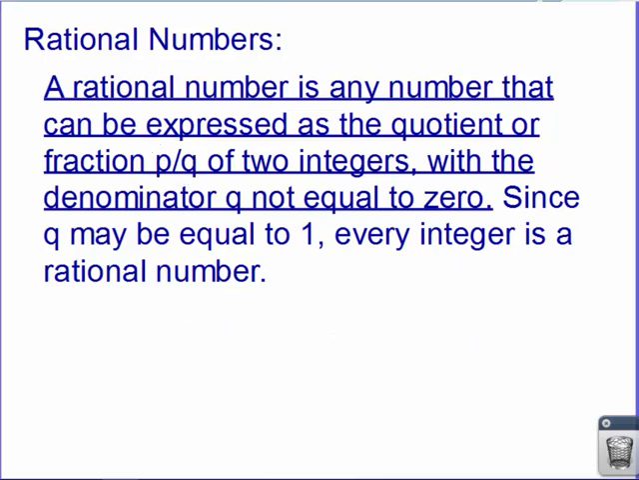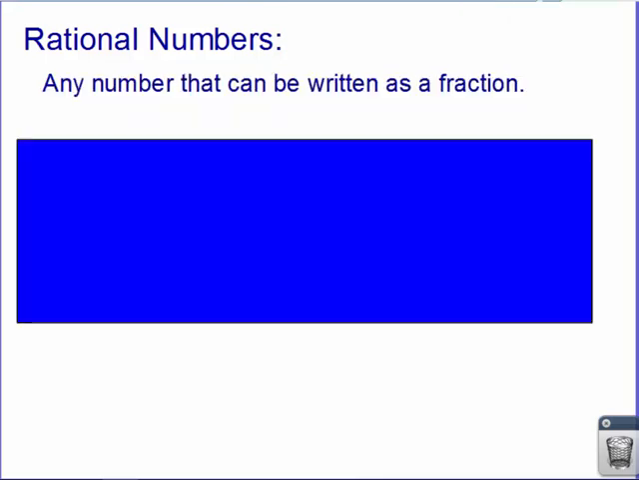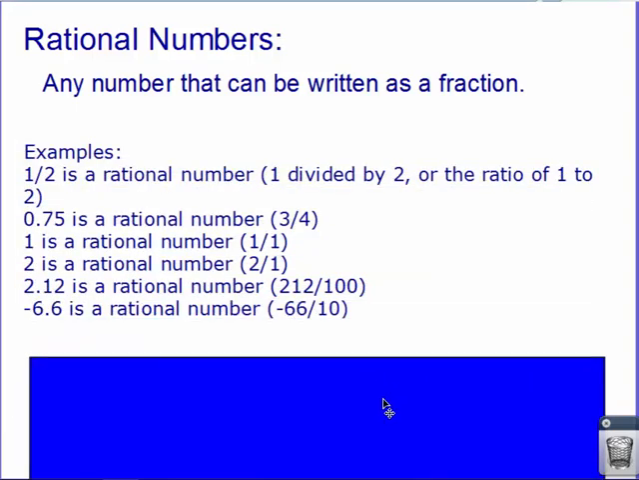So what I really need you to know about rational numbers is it's any number that can be written as a fraction. Here are some examples of rational numbers. 1/2 is a rational number because it can be written as a fraction. 0.75 is a rational number because it's going to be 3/4. 1 is a rational number because it can be 1 over 1.